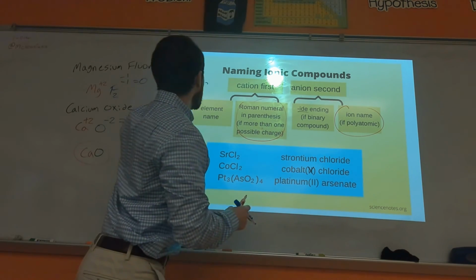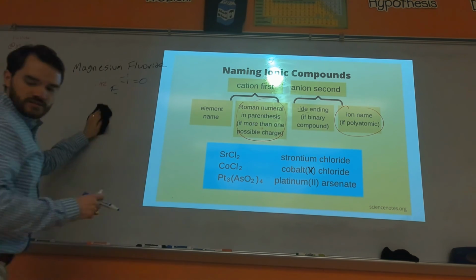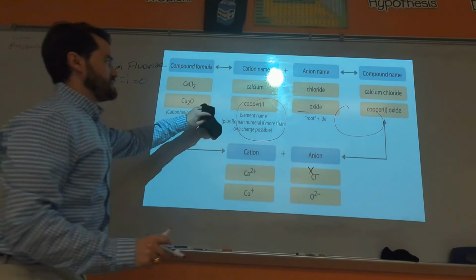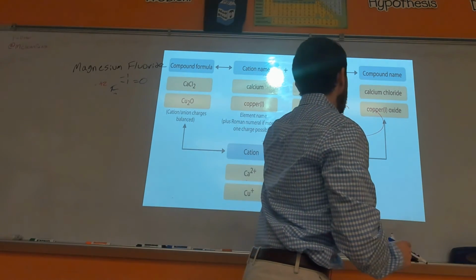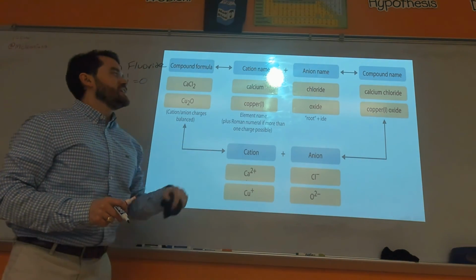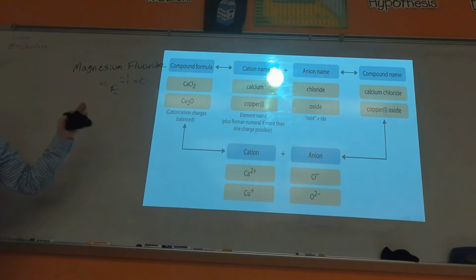Let's do one more and then I'll let you start practicing with this. Did I have any more slides on here? This is another kind of summary slide. It's not a lot of these details here, like this Roman numeral. I'll explain why that's there next class. Basically, when you do an ionic compound with the transition metals, it gets a little more complicated with how you name it.